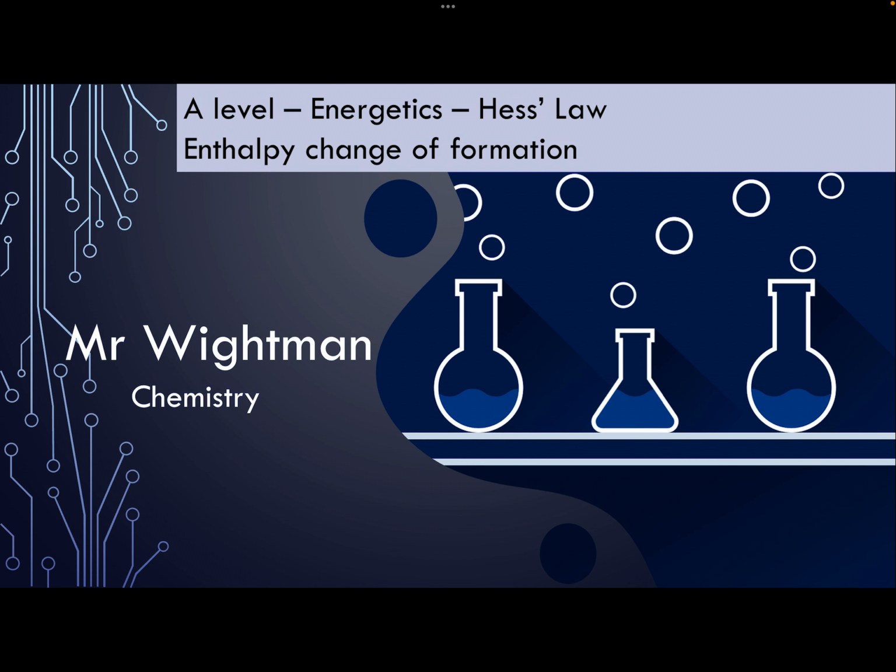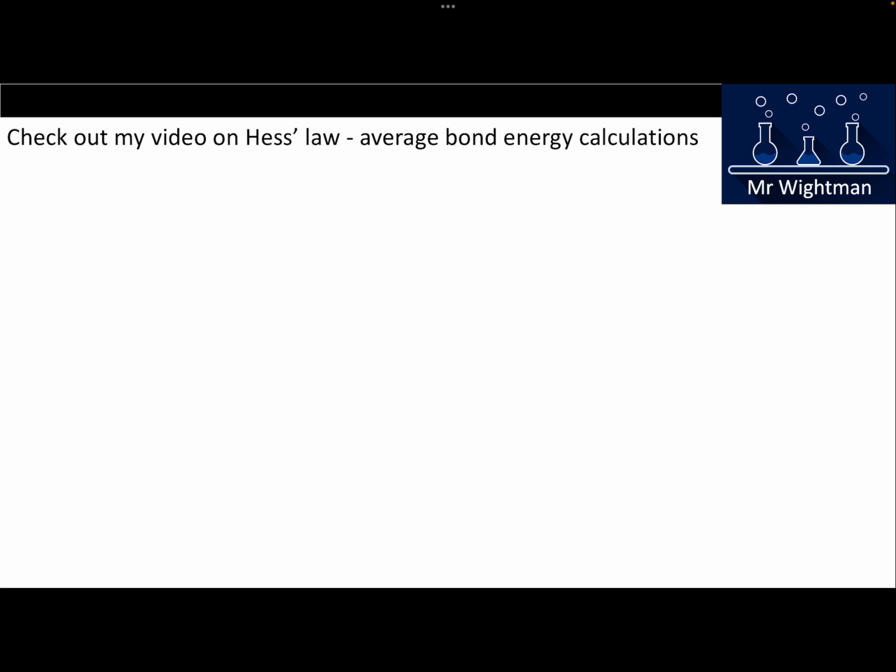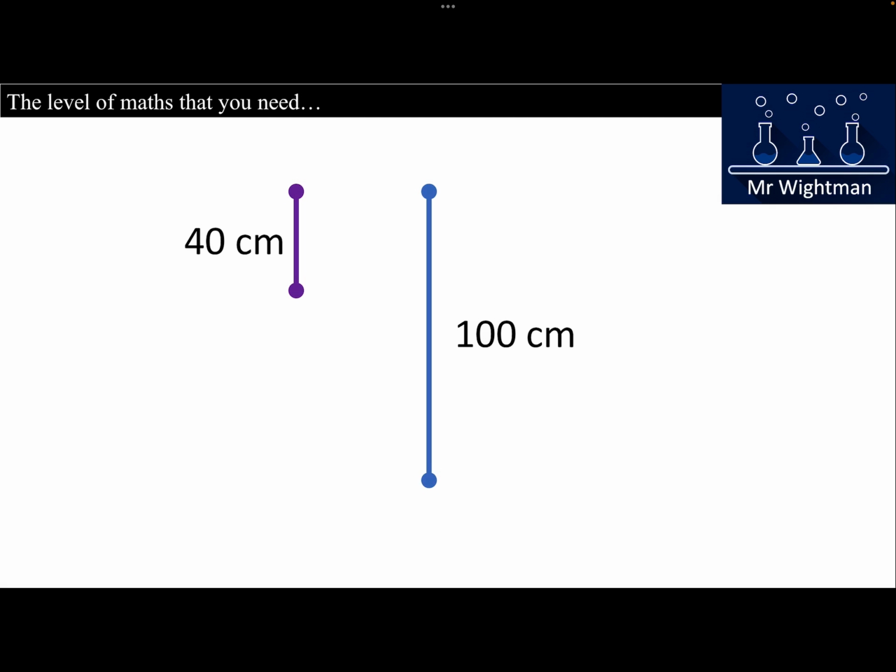Whiteman, and in this session I'll be going through enthalpy change of formation in relation to Hess's law, and this is an energetics topic in A-level chemistry. In a previous video I spoke about average bond energy calculations and a bit further on Hess's law, so check out that video if you have not seen that already. But in this video we'll be focusing on enthalpy change of formation, and it will apply to other reactions in relation to enthalpy, but specifically just enthalpy change of formation.